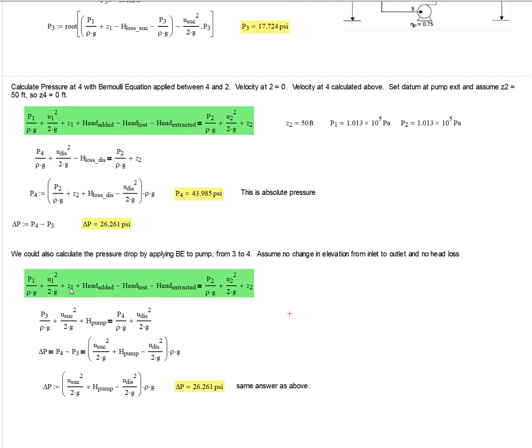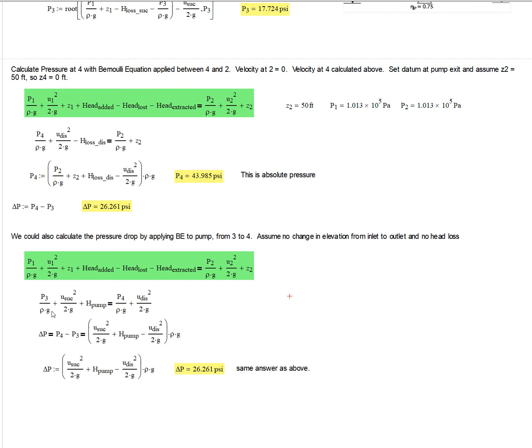Notice that the elevations go away because we are assuming that there's a negligible elevation change across our pump. And so we do this calculation, and we apply our assumptions, we do some simplification, and we get a delta P of 26.26 psi, which is exactly what we got above.